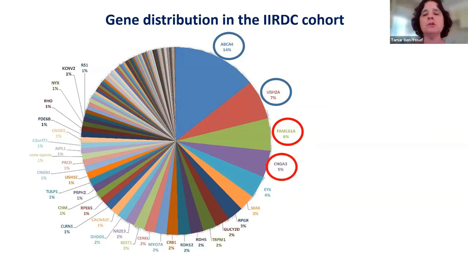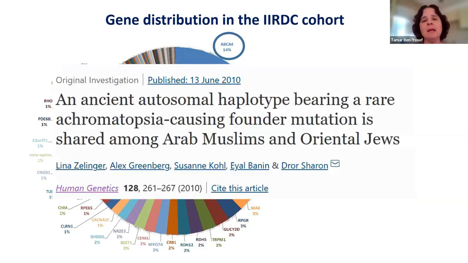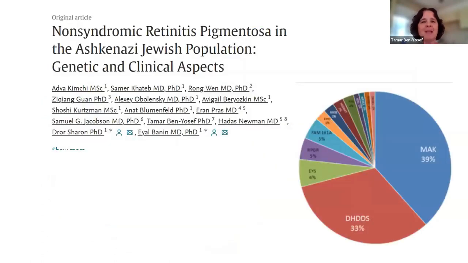And again, in other cohorts throughout the world, we find it in less than 1%. And the reason here is a common founder mutation, which is very ancient, and it is shared surprisingly among two different ethnic groups, Arab Muslims and Oriental Jews, and they have the same mutation, implicating that maybe they actually have a common origin, something to think about.